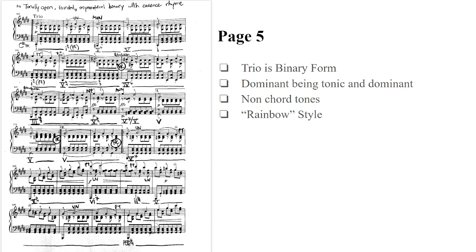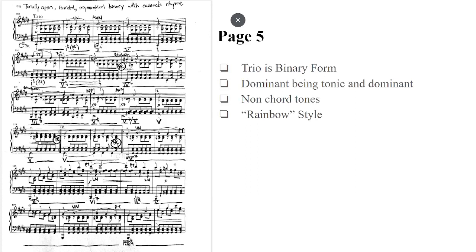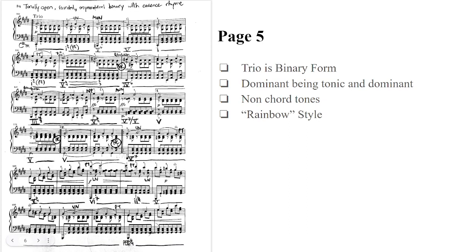It's rounded, asymmetrical, because this part is shorter than this part actually. With a cadence rhyme, it has a half cadence right here and a half cadence right here. Okay, so we start in C sharp minor.